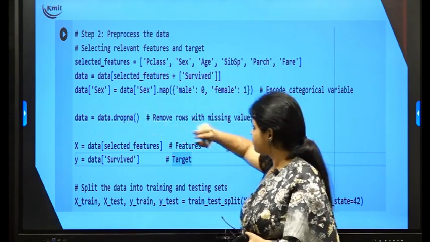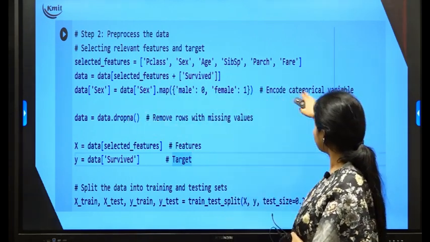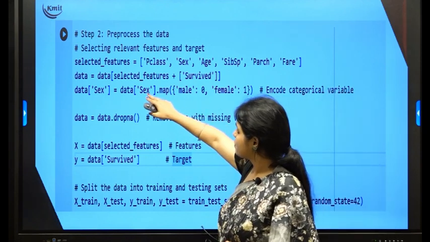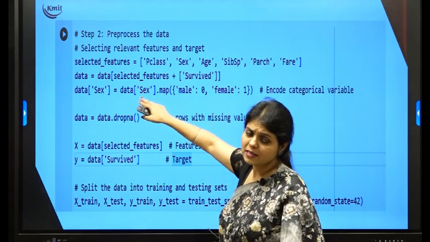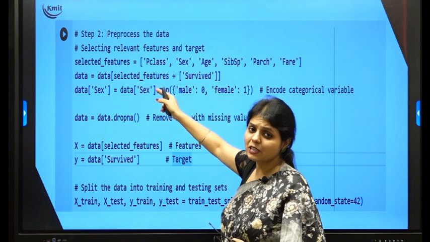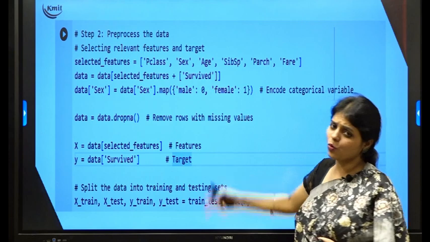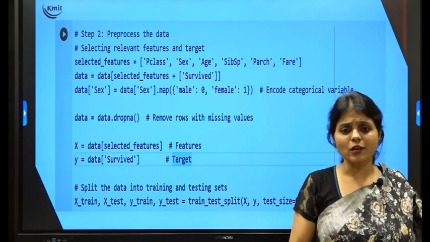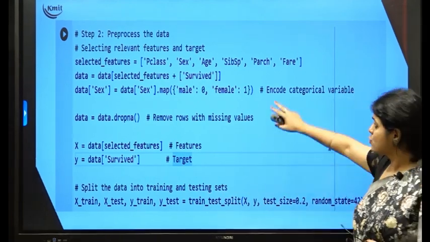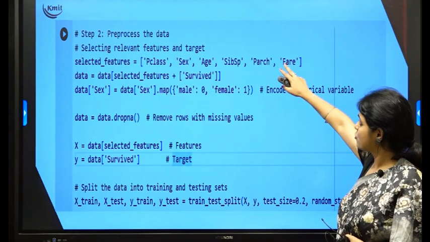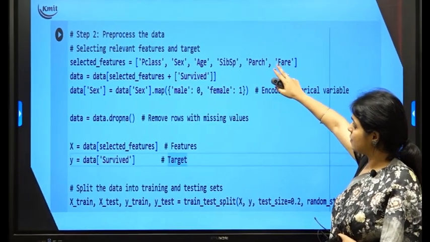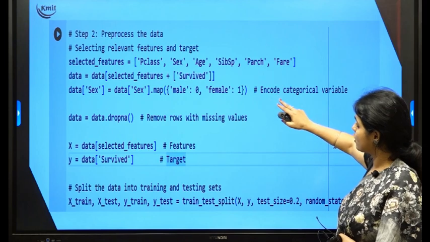Now when I look into this particular column called gender or sex, I want to replace it with categorical values. So I say male is equal to 0, female is equal to 1. Represent male with the value 0, female with the value 1. So this is one part of pre-processing. The two parts of pre-processing: first is selecting relevant features, second is encoding categorical data.